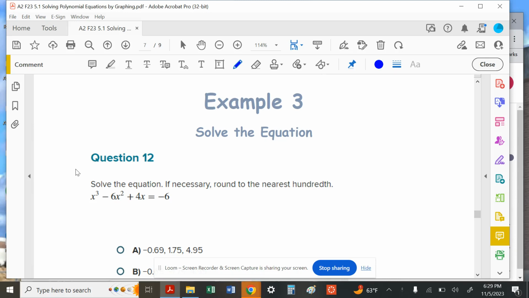Okay, moving on to example number 3. We are going to solve the equation, same kind of thing. We're going to plug it in. So notice here we have an equation, x cubed minus 6x squared plus 4x equals -6.